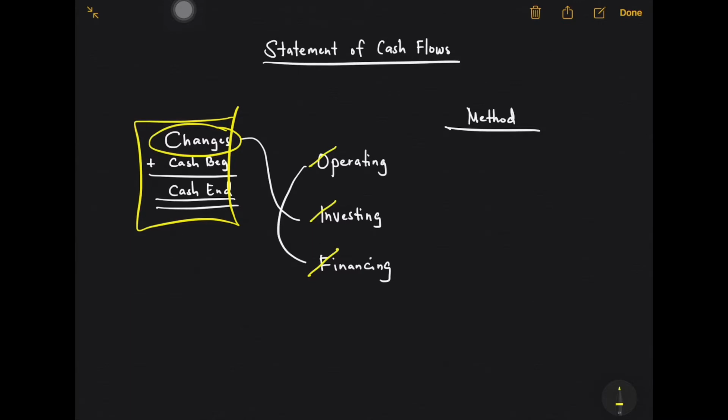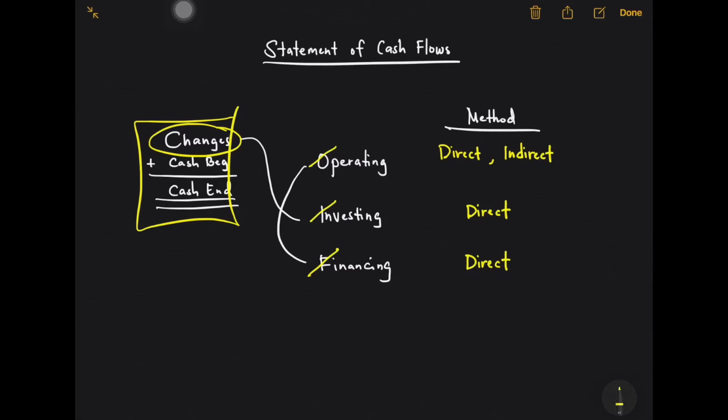Now we will talk about the methods on how these activities are presented. For the first, operating activities, we have two ways to present it. We have what we call the direct method and the indirect method. For investing, it's only the direct method. Same with financing. To reiterate, we have methods on how to present the activities. For operating, we have two, direct and indirect. And for investing and financing, we have direct.